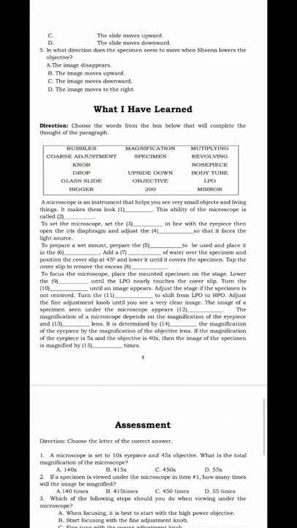So next, this ability of the microscope is called blank. So what's the answer for number 2? If you think the answer is magnification, then write magnification in number 2. And in what I have learned, do not copy the paragraph or the choices. Just write the numbers and the word that best suits in the blanks. So just write the words or the group of words. Do not copy the whole paragraph.